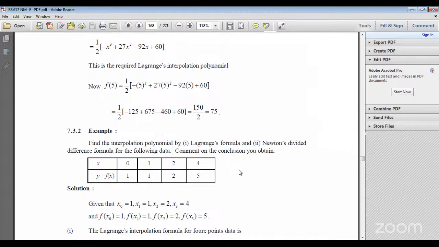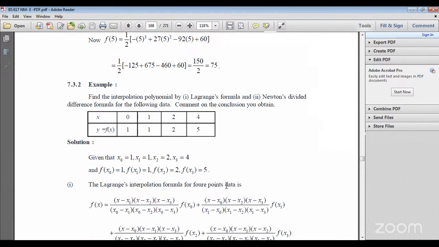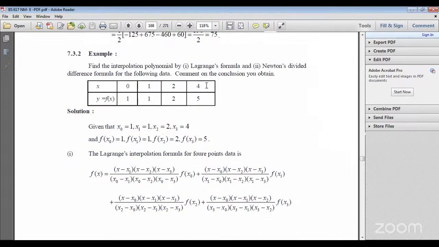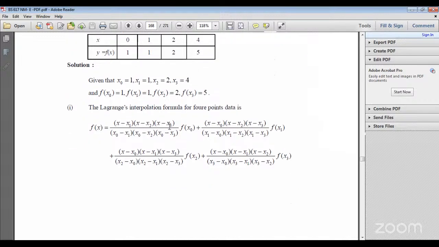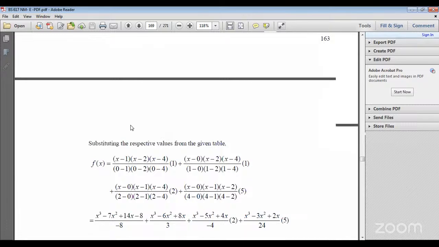Comment on the conclusion of your options. The data is 0, 1, 2, 4 and 1, 1, 2, 5. So x0 is 0, x1 is 1, x2 is 2, x3 is 4. And f of x0 is 1, f of x1 is 1, f of x2 is 2, f of x3 is 5. These values are inputted in the equation part: x minus x1, x minus x2, x minus x3, over x0 minus x1, x0 minus x2, x0 minus x3, into f of x0. Then x minus x0, x minus x2, x minus x3, over x1 minus x0, x1 minus x2, x1 minus x3, into f of x1. All these values I am substituting in this equation.